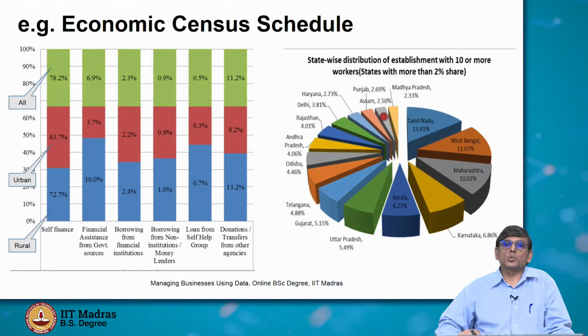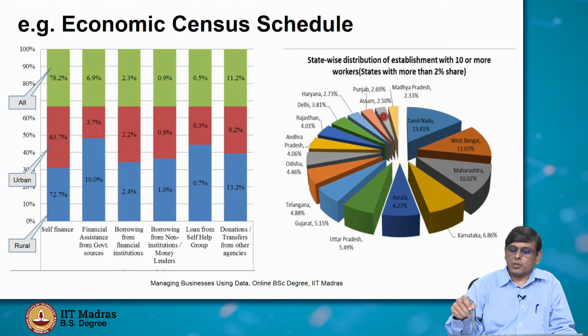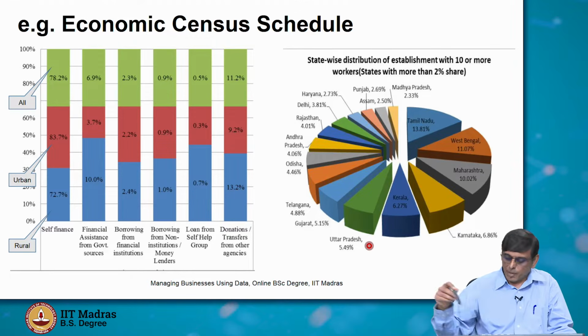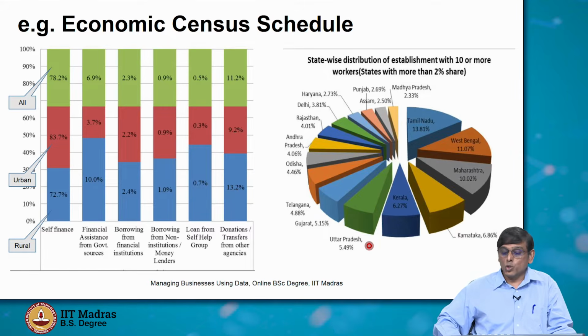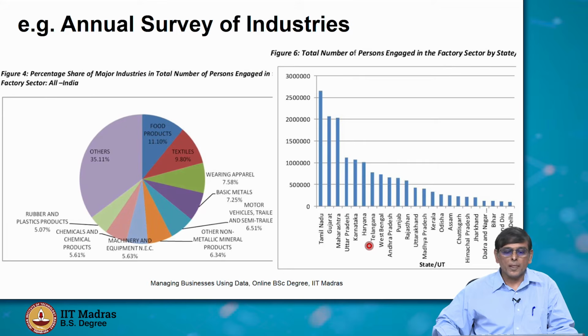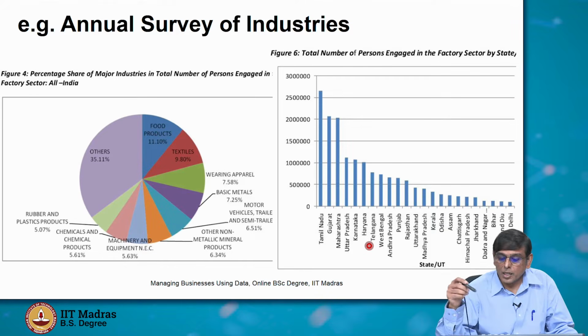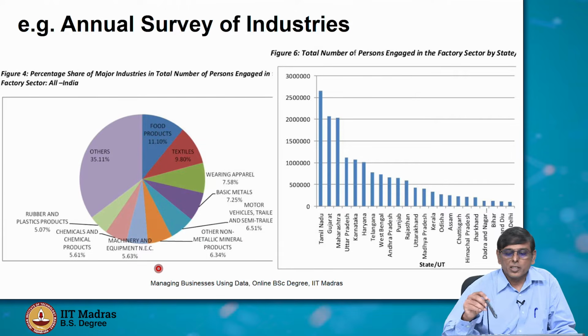So you get very interesting views like this, which you can present also in the form of a pie chart or bar chart, but you get very interesting views of what is going on in terms of how establishments are formed and so on, using this economic census report. Similarly, if you take the annual survey of industries, I am not showing you the schedule because it is very elaborate. They collect a lot of information. So you can see some of the charts that have come from the latest annual survey of industries, 2022.